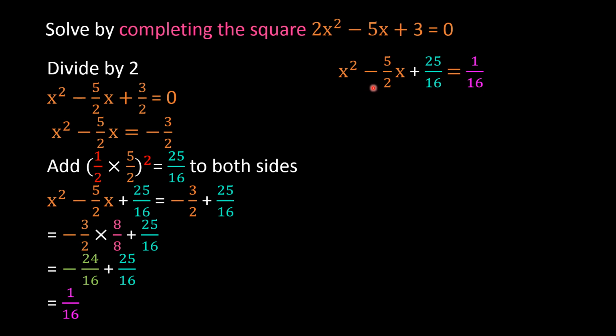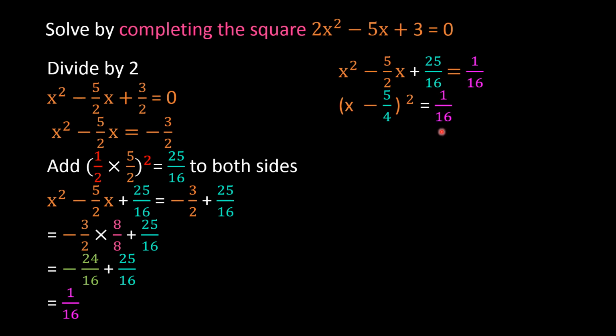Now this is a perfect squared quadratic polynomial because the first term is a perfect square, the third term is also a perfect square. Now we will write this expression as x minus 5 divided by 4 whole squared, where x is square root of x squared. 5 divided by 4 is square root of 25 divided by 16. This minus is sign of the middle term which we will put here. So we get x minus 5 divided by 4 whole square equals 1 divided by 16.